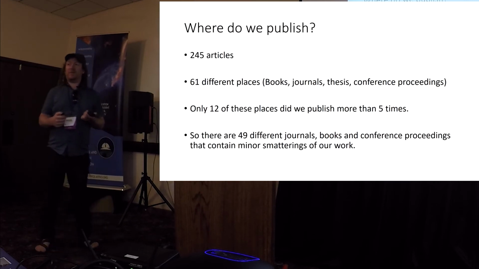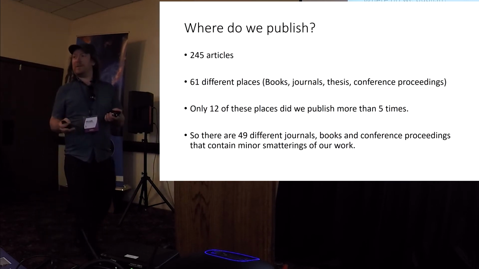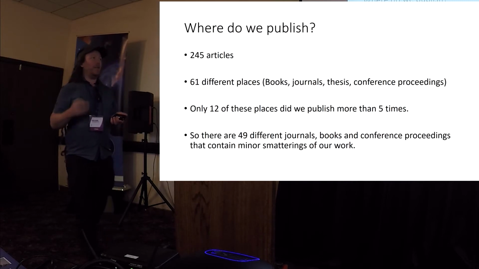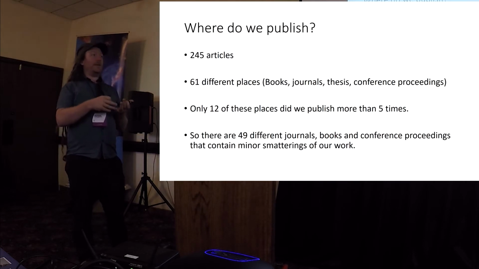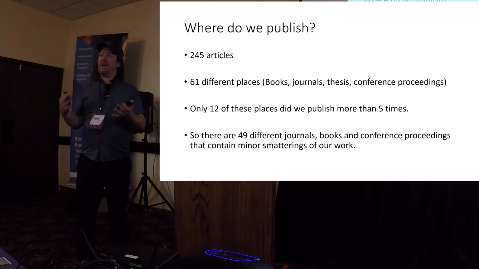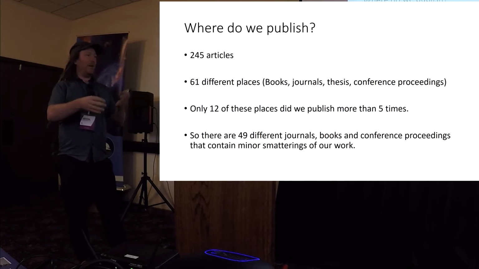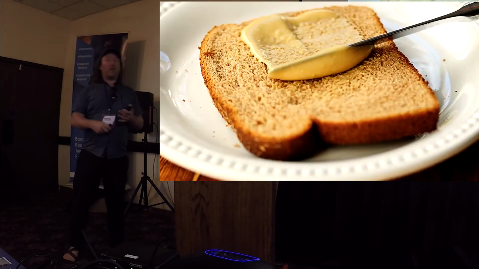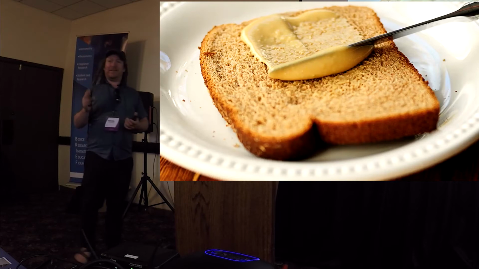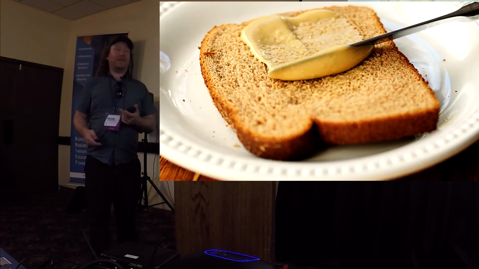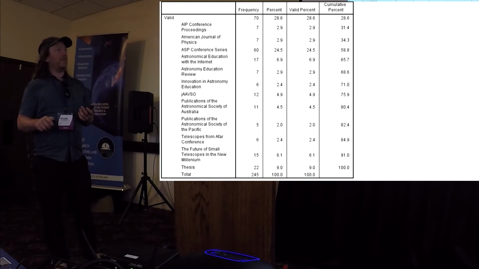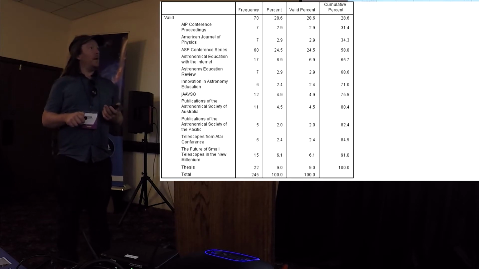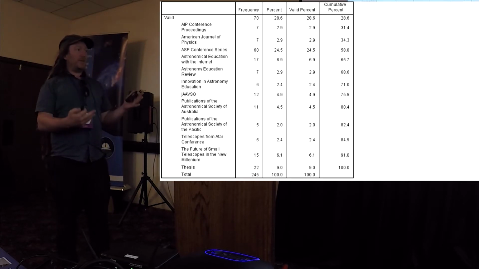So in total there's 245 articles, but they're published in 61 different places. And 49 of them, only 12 of these published more than 5 times. So 49 different journals, books and so on have 1 or 2 of our articles. So it's spread quite thinly over a large area of literature. So here's a table. Just look at the percent or frequency. These are the ones that have over 5 articles. I'll give you a second to look at it.